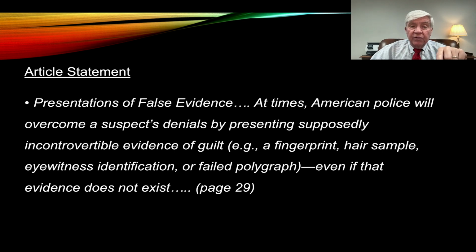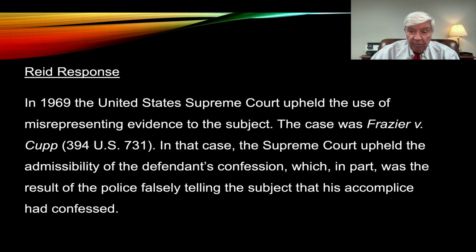The article goes on to make the following statement: presentations of false evidence. At times, American police will overcome a suspect's denials by presenting supposedly incontrovertible evidence of guilt. A fingerprint found on the murder weapon, a hair sample, eyewitness identification, a failed polygraph, DNA. Even if that evidence doesn't exist, they'll make it up. In 1969, the United States Supreme Court upheld the use of misrepresenting evidence to the subject. The case was Frazier versus Cupp.